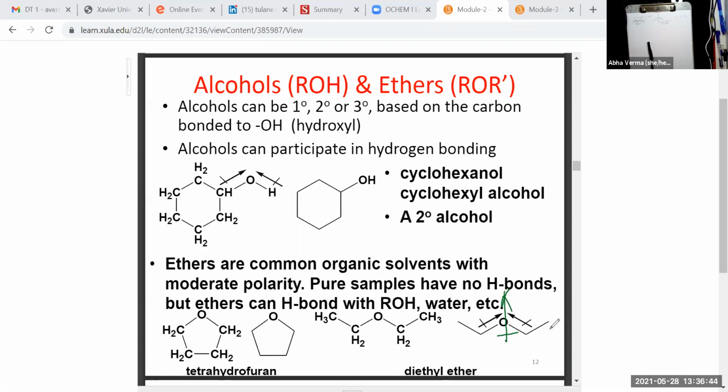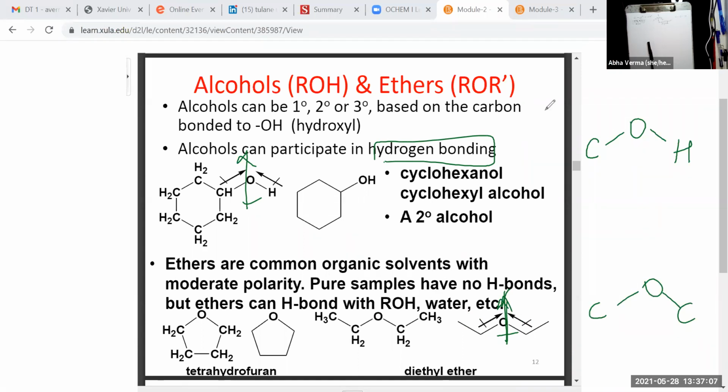Okay, any questions so far? So there will be a resultant polarity here also, a resultant polarity here also. But there is hydrogen bonding in alcohols. The hydrogen bonding is absent in the ethers. So in general, this is a pattern that you have to recognize in the structure.